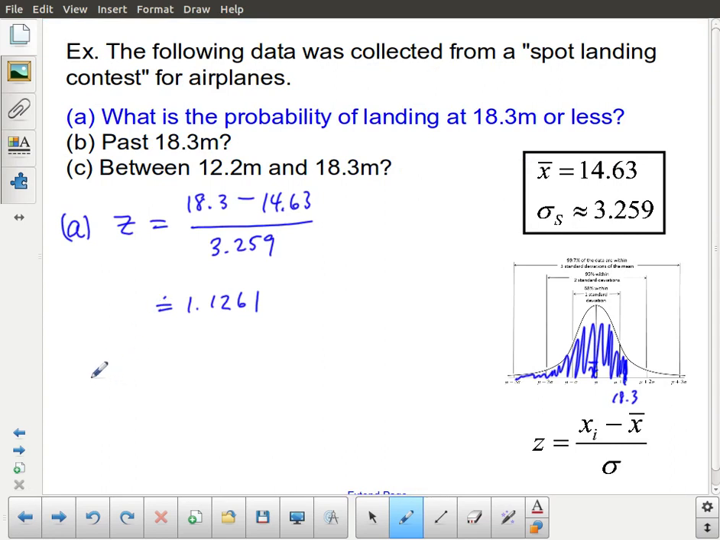And so now we can say the probability of being at less than or equal to 18.3 meters is equal to 0.8708. And we might as well say that's approximate, because even then we had to do some rounding. So the probability of landing at this point or earlier is about 87%.